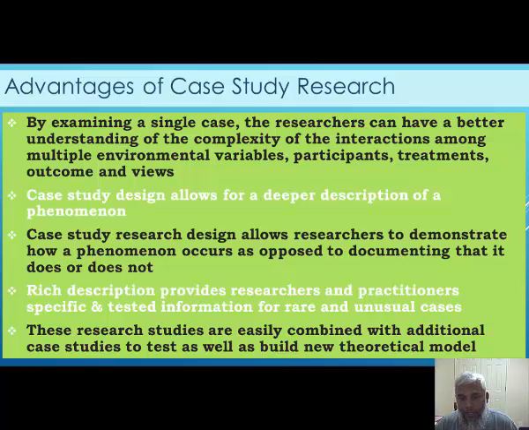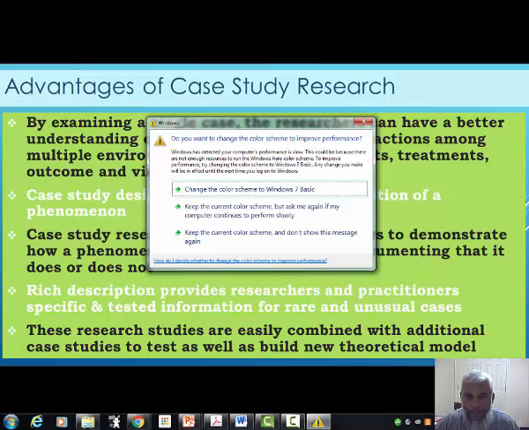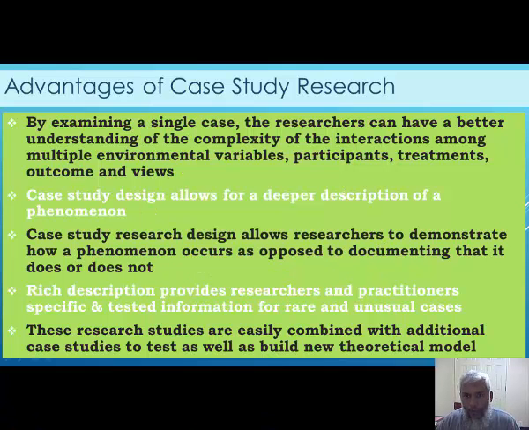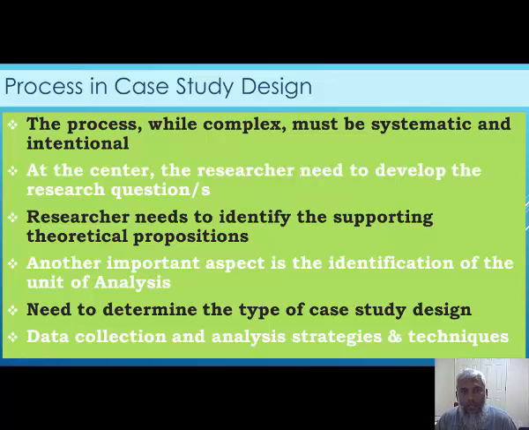So let's talk about the process in case study design. The process, while complex, should be systematic and intentional. At the center of everything is the research question. The researcher needs to identify the supporting theoretical propositions. Another important aspect is to identify the unit of analysis, and the researcher needs to determine the type of case study design, as we mentioned, of three different types. And finally, the researcher needs to be intentional about data collection and analysis strategies and techniques.